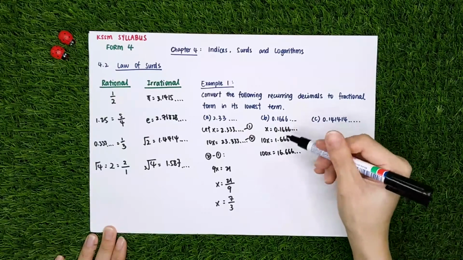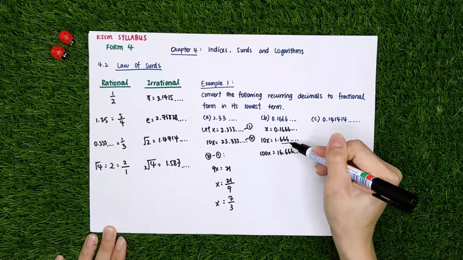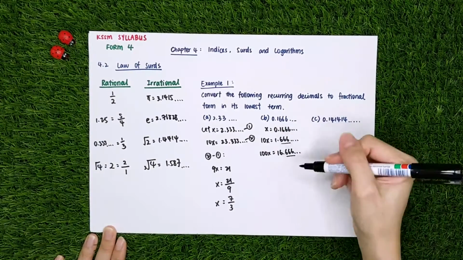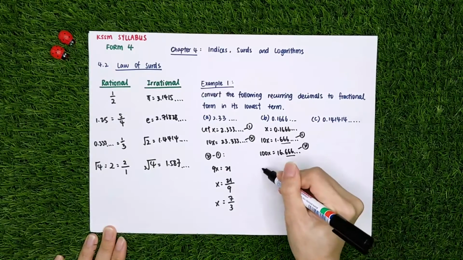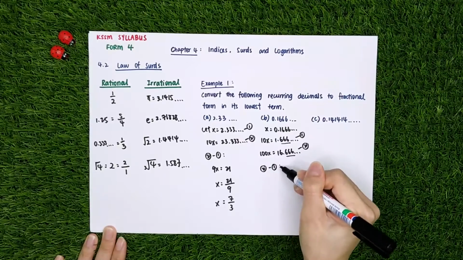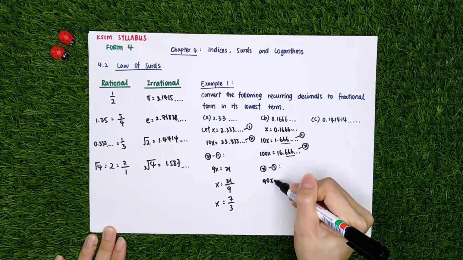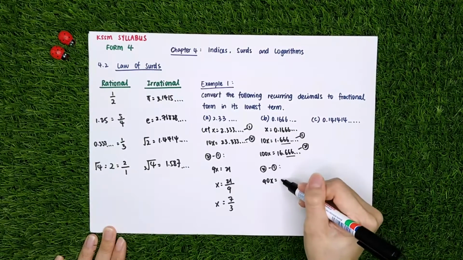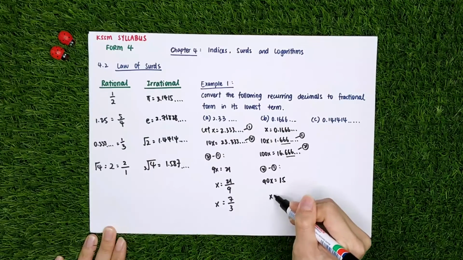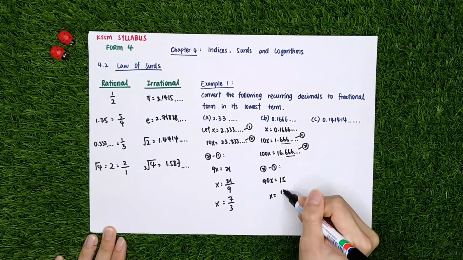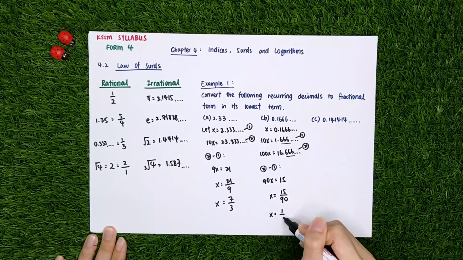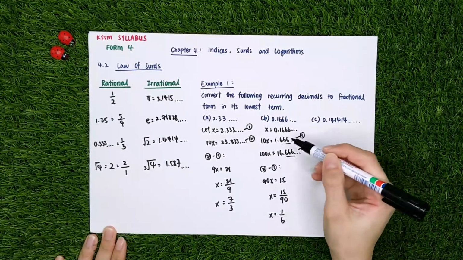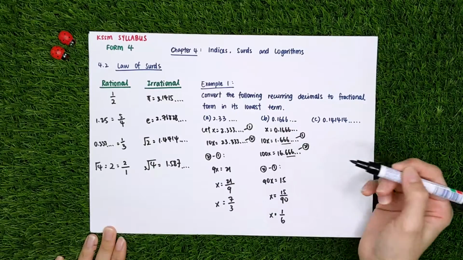So now I can see after the decimal point, it is the same. So I can subtract. Here is my first equation, here is my second equation. So the second minus the first equation, I will get 90x equals to 16 minus 1, you will get 15. So x is equal to 15/90. After simplifying, you can get 1/6. So you have to make sure the numbers after the decimal point are the same.